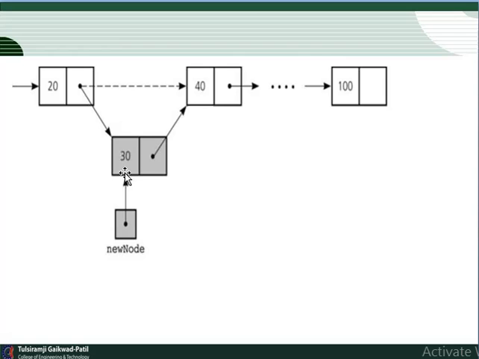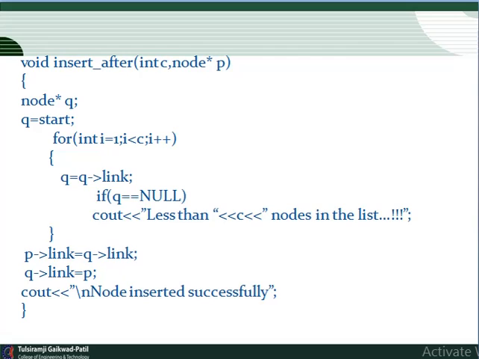Then and only then we can insert a new node in between this 20 and say 40. Ultimately, we can insert a new node at any position into the linked list. I hope it is clear. This is the actual code for the same.